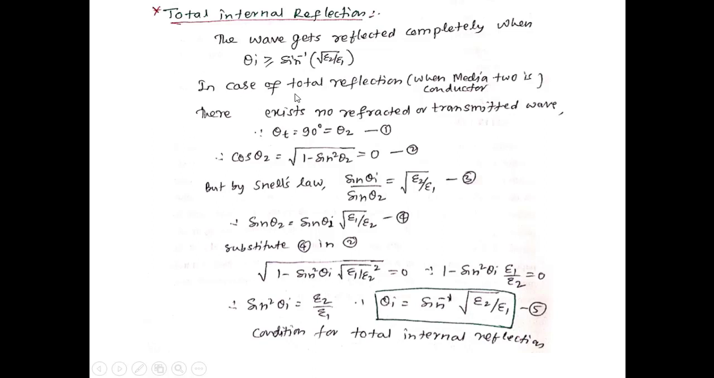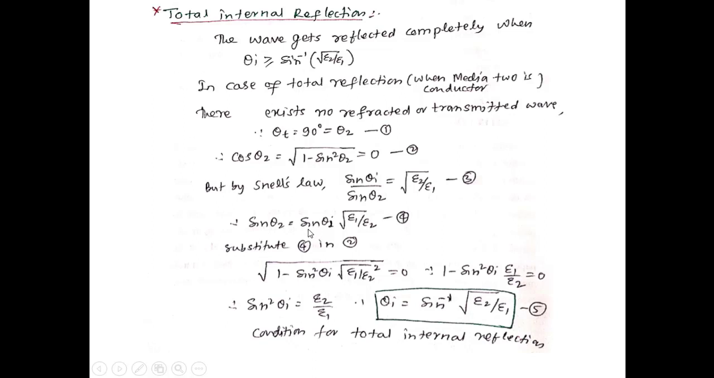In case of total reflection, when medium 2 is a conductor, there exists no reflected or transmitted wave. Therefore, theta t is equal to 90 degrees, if you take this equal to theta 2. Therefore, cos theta 2 can be written as under root of 1 minus sin square theta 2, which is equal to 0. But by Snell's law, sin theta i divided by sin theta t or sin theta 2 is equal to under root of epsilon 2 by epsilon 1, equation number 3.